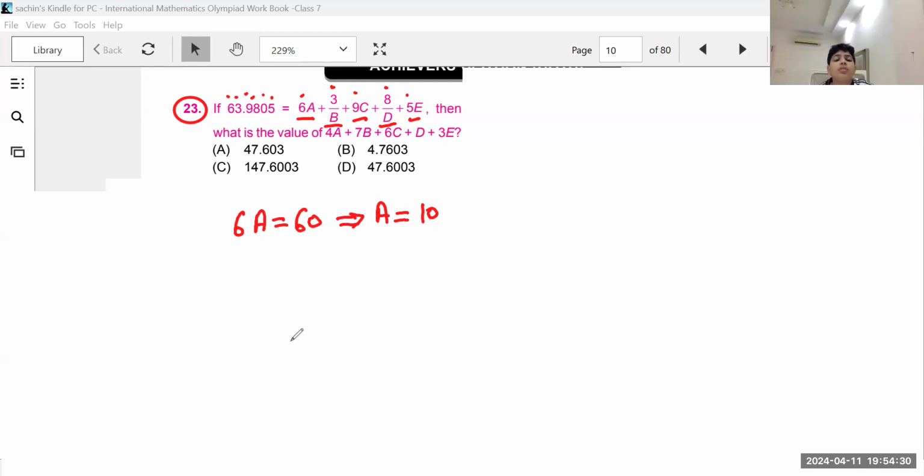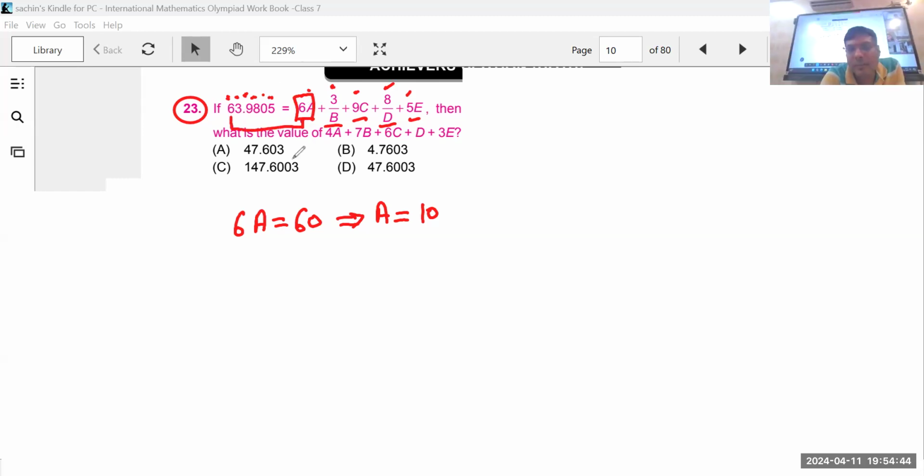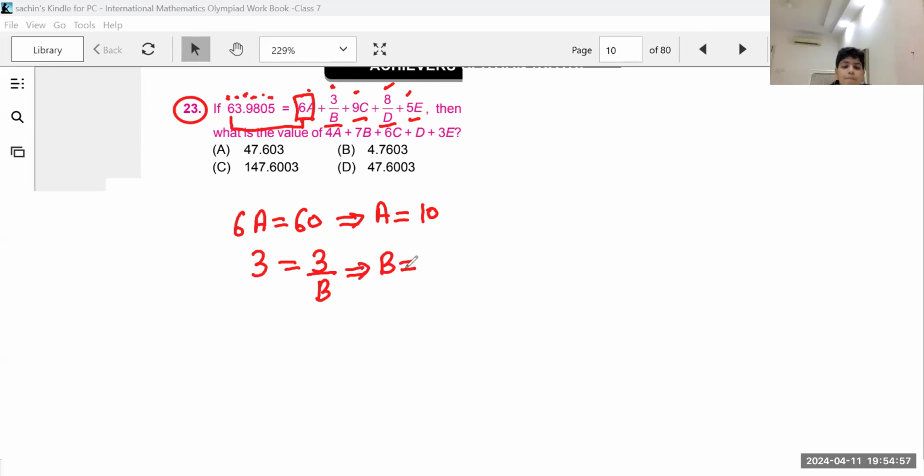Sir, how is 6 equals 16? Because here look at the numbers, 63985, here also 63985, isn't it? Yes, sir. So we compare 6a is equal to 60. We compare with the place value of 6. Okay. Now 3 is equal to 3 by b. So what will be b? Quickly tell me. B will be 1. 3 upon 1 is going to give you 3, no?